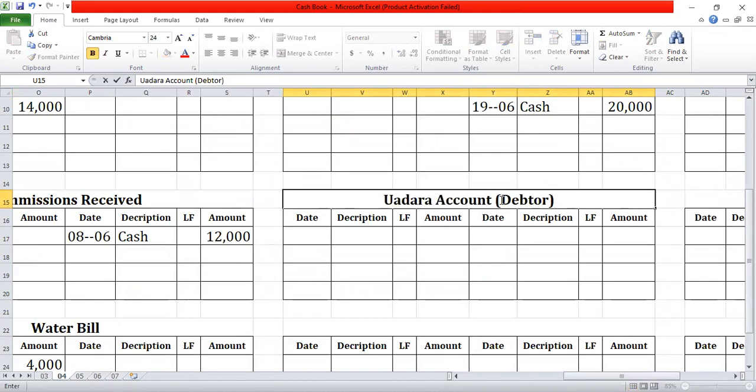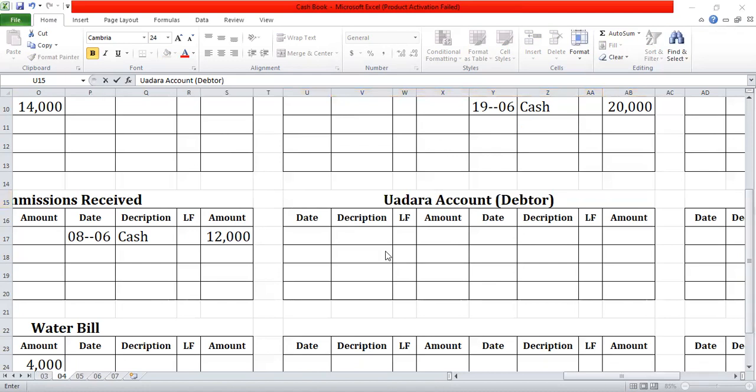Udara is a debtor. How do we say that? We have sold goods on credit to Udara. Now Udara is settling the cash. That is how I decided Udara is a debtor of the business. He is settling his dues now.